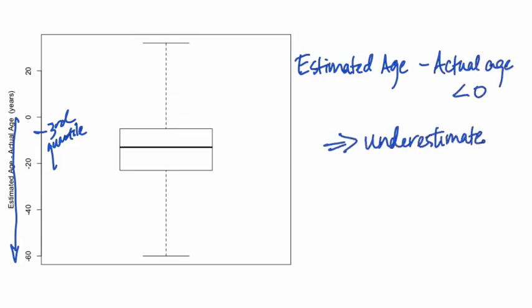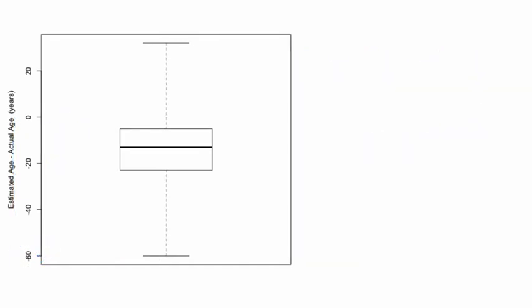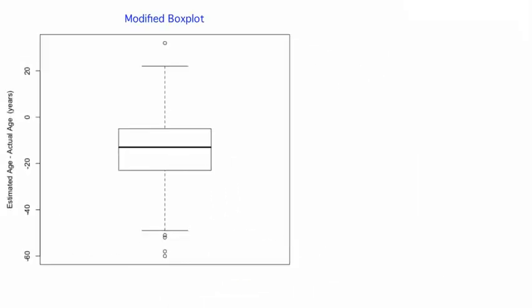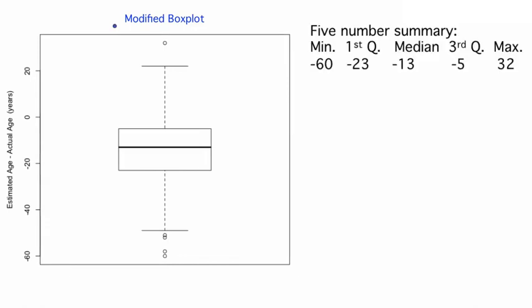It's also possible with this method to be way off from the actual age. Note that the minimum value is -60, meaning for one of the observations the estimate was 60 years younger than the actual age. We may want to investigate how unusual this value of -60 is. A modified box plot is one way to do this. Modified box plots were designed to detect unusual observations.